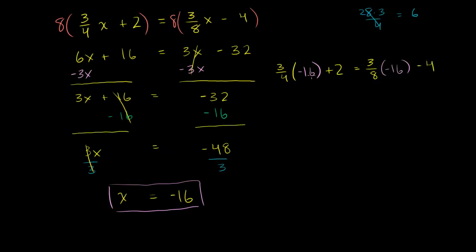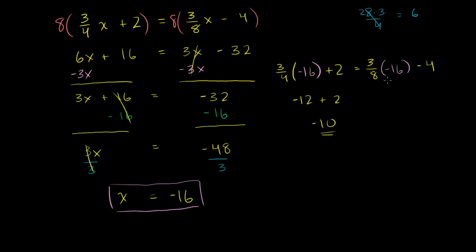So 3/4 of 16 is 12. You could think of it this way: what's 16 divided by 4? It is 4. And then multiply that by 3. That's 12. It's multiplying fractions. So this is going to be a -12. So we get -12 plus 2 on the left-hand side. -12 plus 2 is -10. So the left-hand side is -10.